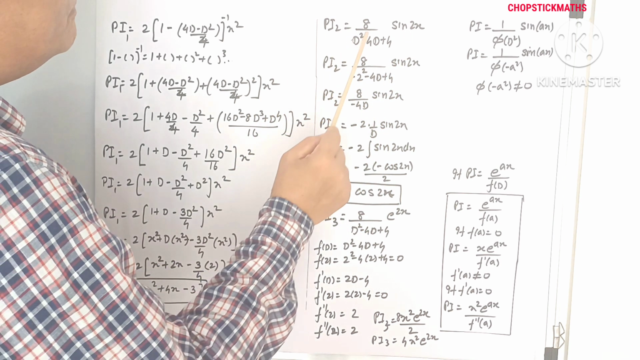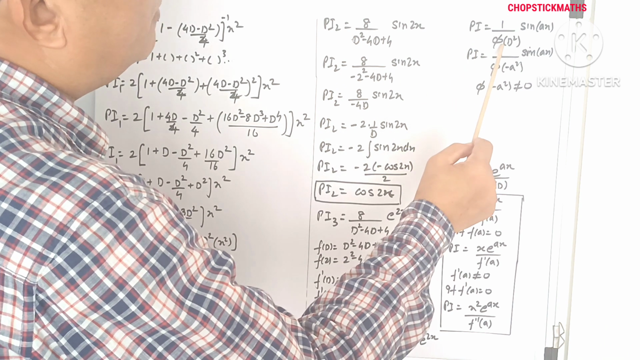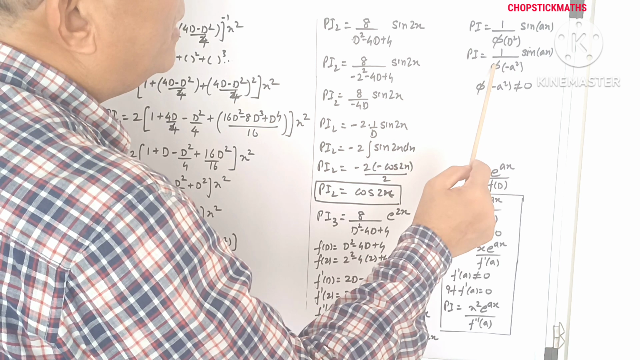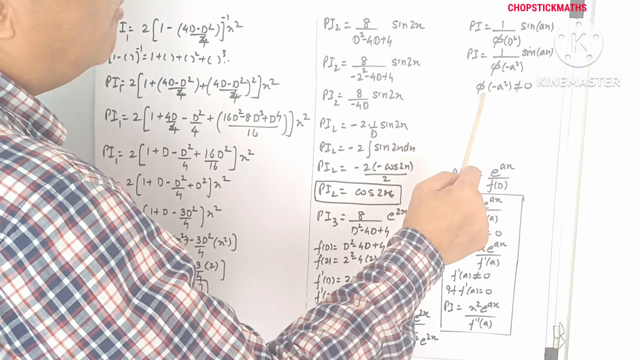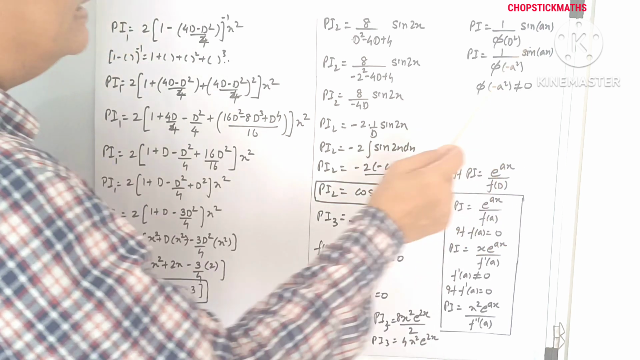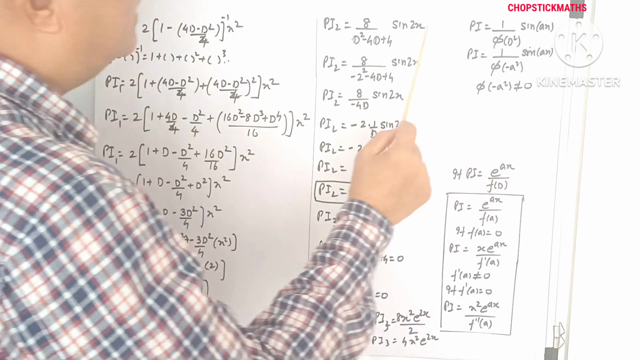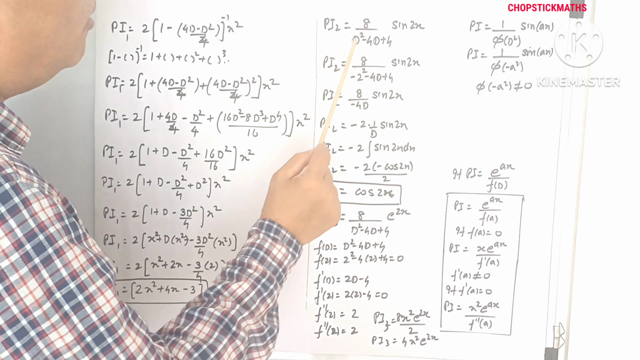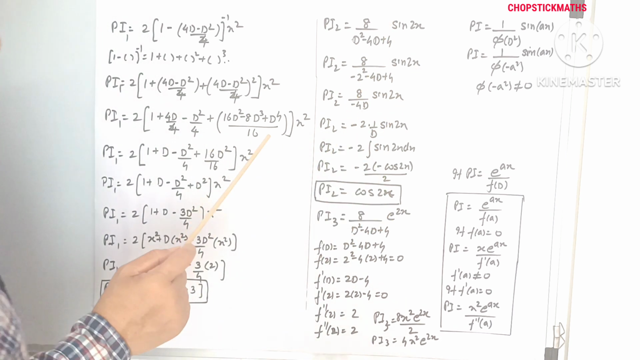Now here you see there is a d square. So you can use this particular property. If PI is 1 upon f of d square sine ax, then PI would be 1 upon f of minus a square sine ax, provided f of minus a square is not equal to 0. So we can substitute d square as minus a square. Now you see here a is 2. So PI2 would be 8 upon minus 2 square minus 4d plus 4 into sine 2x.